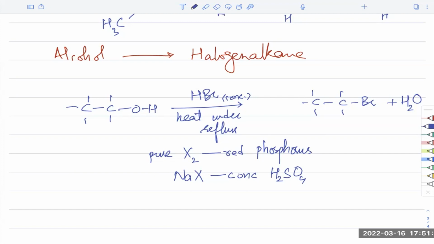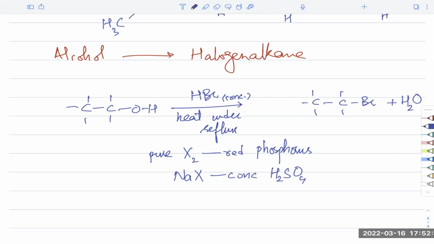If I use sodium iodide, that's even faster because the bond is weaker than sodium bromide. I react it with sulfuric acid, and that hydrogen from the sulfuric acid and the iodide from sodium iodide react, makes HI. That HI will come in, react with ethanol, make iodoethane or ethyl iodide. So that's again.